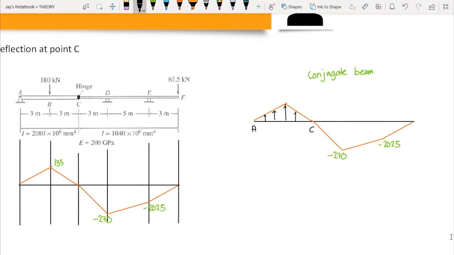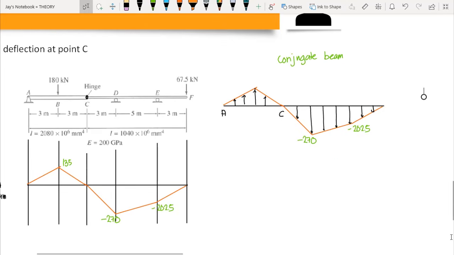Okay, and for C to F, we have negative moment, so therefore all the loads there are acting downwards. So this is now our conjugate beam, and the next thing is that we have to change all the supports. At point A, we have a hinge in the real beam, so point A should remain as a hinge. Point C is an internal hinge, so that would become an interior roller.